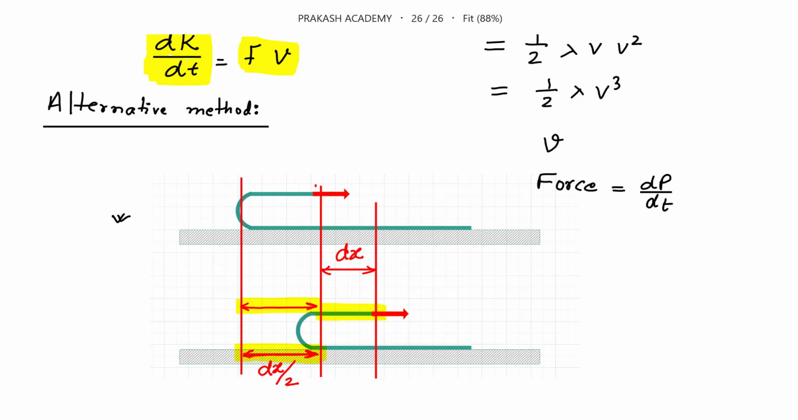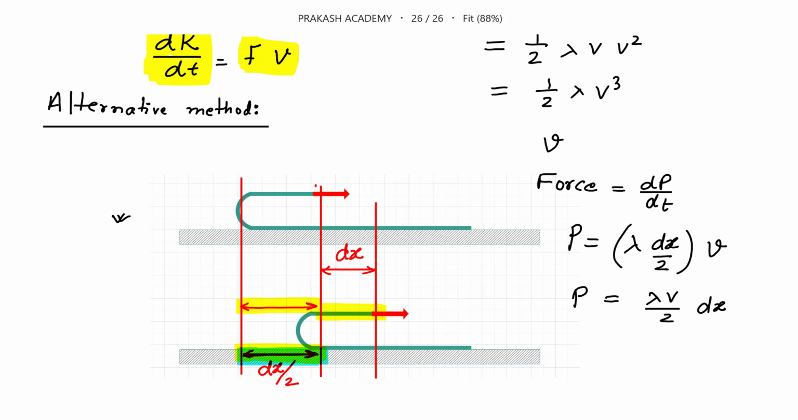Now only this portion has gained momentum. And what is the momentum? P will be m times v. And what is mass? Lambda times dx by 2. So this is mass. And what is velocity? Velocity is v. So we can say momentum is lambda v by 2 dx. So this is the gain in the momentum.